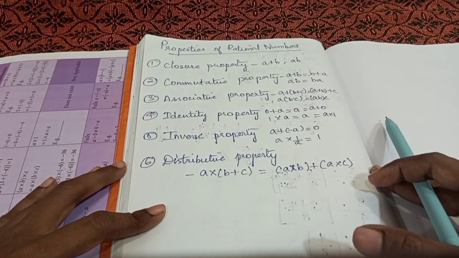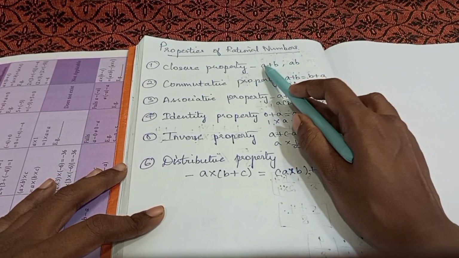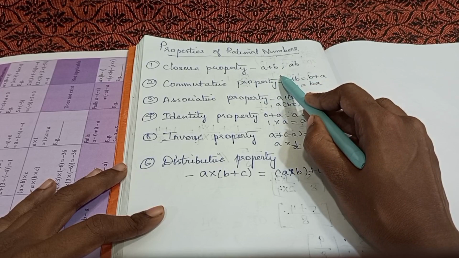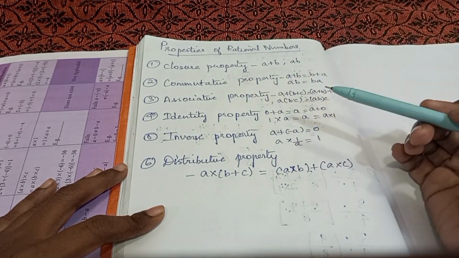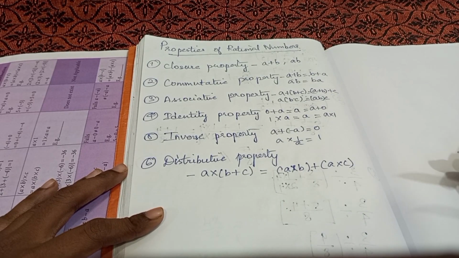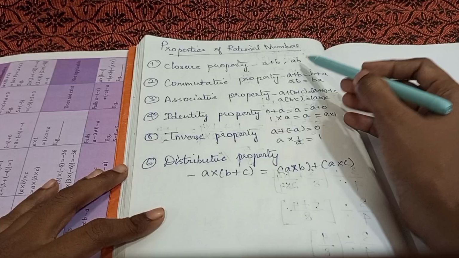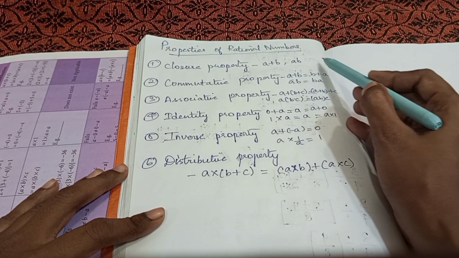Closure property is A plus B. What is A plus B? That is addition of two rational numbers. The answer should also be a rational number. That means they are closed under that property. That is, closure property of addition is verified. Likewise, in multiplication also, if you multiply two rational numbers, the answer should be a rational number.